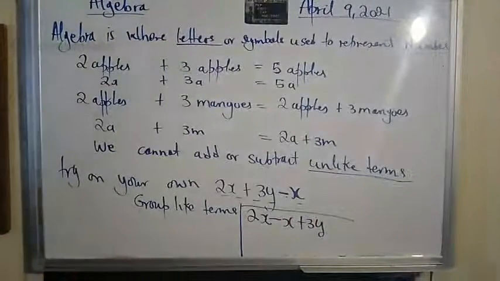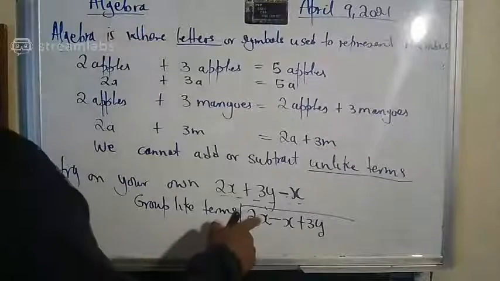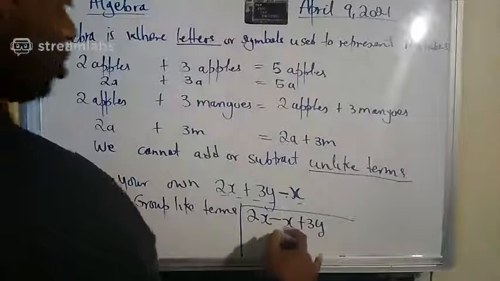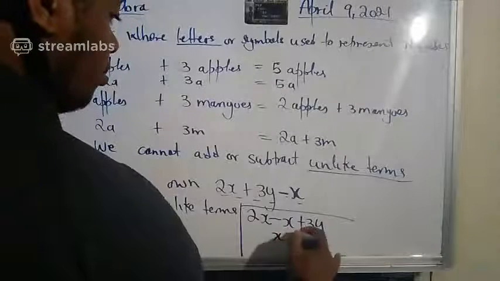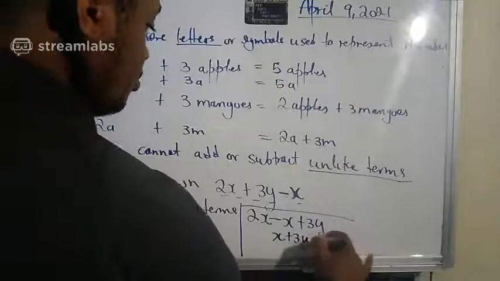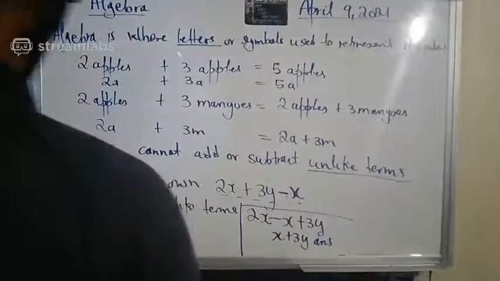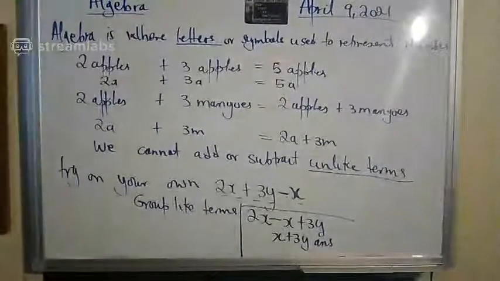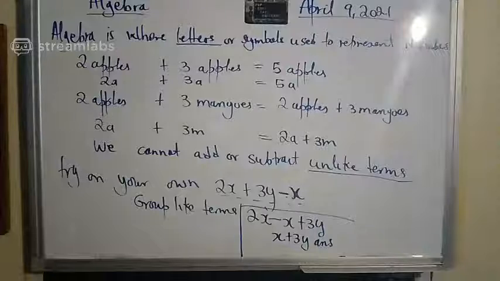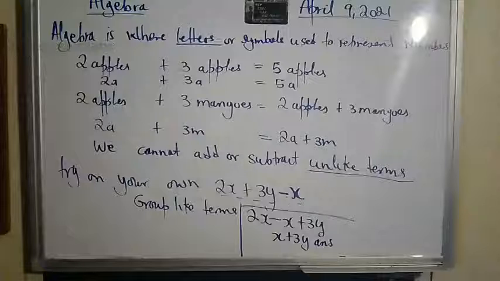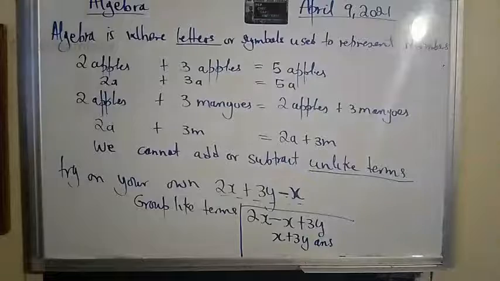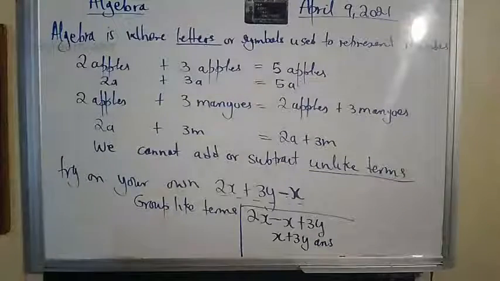Remember, we can only add and subtract like terms. So if you have 2x minus 1x, that will leave us with 1x plus 3y. And that will be your answer, because we cannot take it further from there, because we cannot add or subtract unlike terms. That is the foundation of algebra. We can only add and subtract like terms.